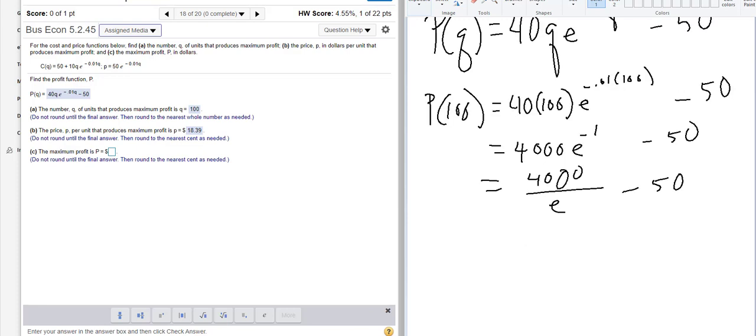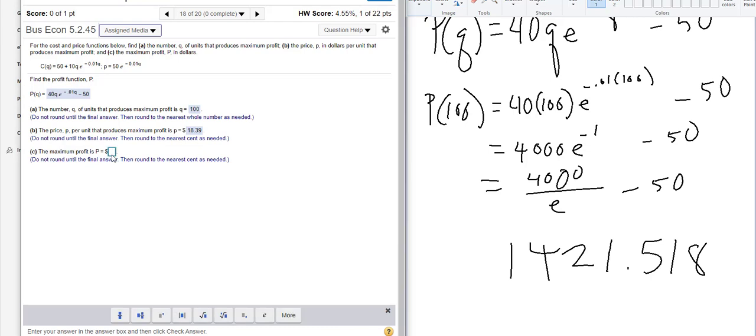Again, my on-screen calculator doesn't have e, so 4,000 divided by e, subtract 50 is about $1,421.518. So to the nearest cent, $1,421.52.